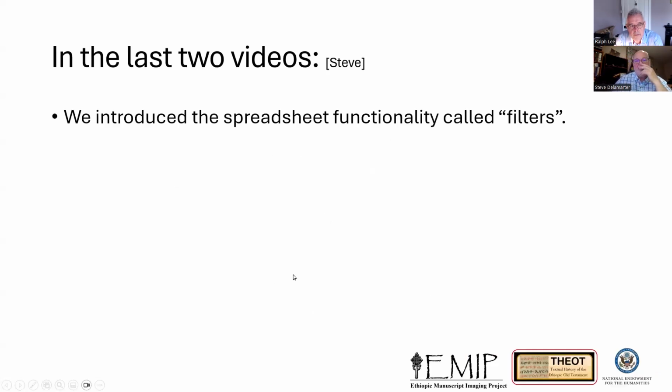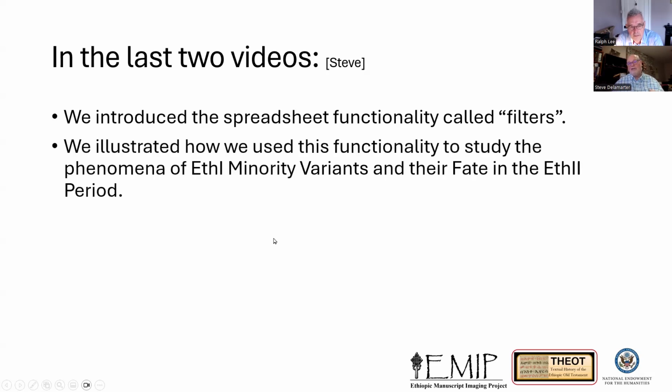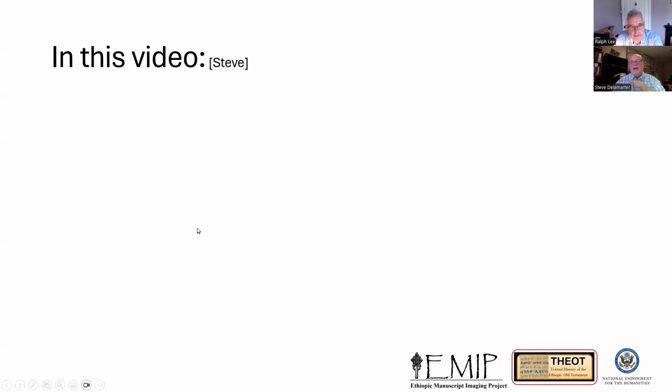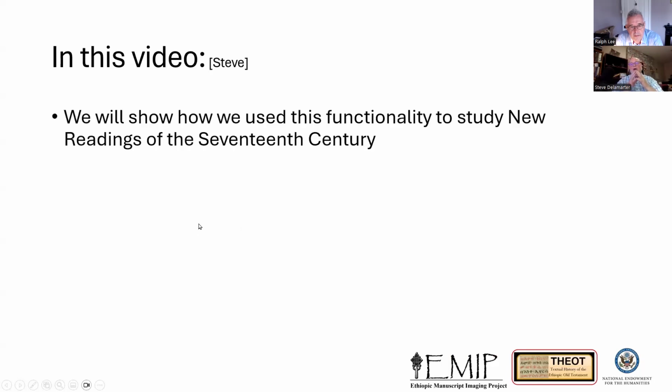In the last two videos, we introduced the spreadsheet functionality called filters. We illustrated how we use this functionality to study the phenomena, first of ETH1 minority variance and their fate in the ETH2 period. That was the video from last week. And in this video, we want to turn to the other discovery to show how we use this same functionality, in the same processes really, to study the new readings of the 17th century.